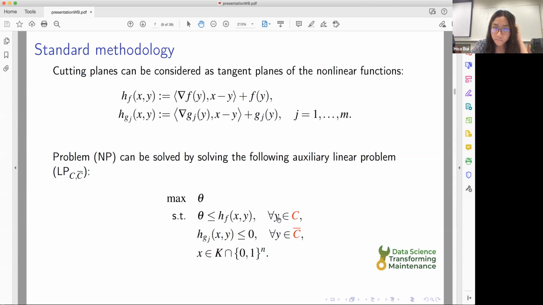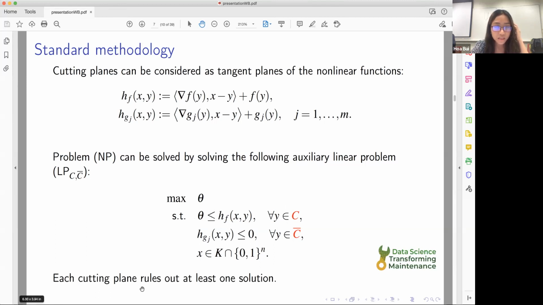These inequalities, this cutting plane, is called an optimality cut. So here is a feasible set, or a subset of the feasible set. For any point in the subset of the feasible set, you generate a cutting plane. It's called an optimality cut.